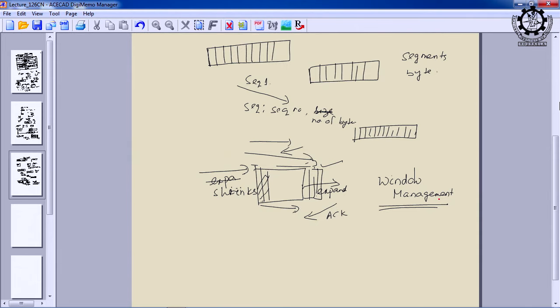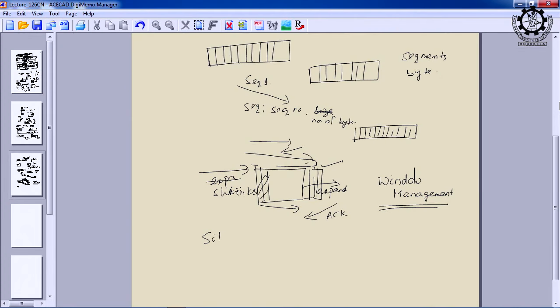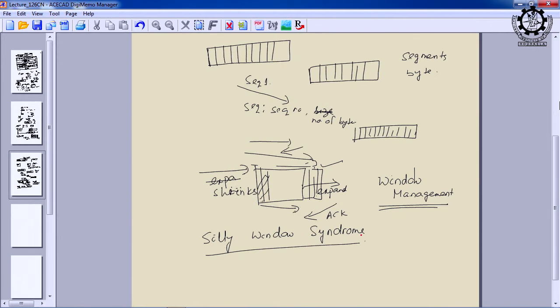And there is another feature that is called the silly window syndrome. So, what is this syndrome and how could this syndrome be avoided? Who creates the syndrome? The sender, the receiver or the channel, and how could these syndromes be eliminated? That is all about your flow control, and we will study them in the next class.